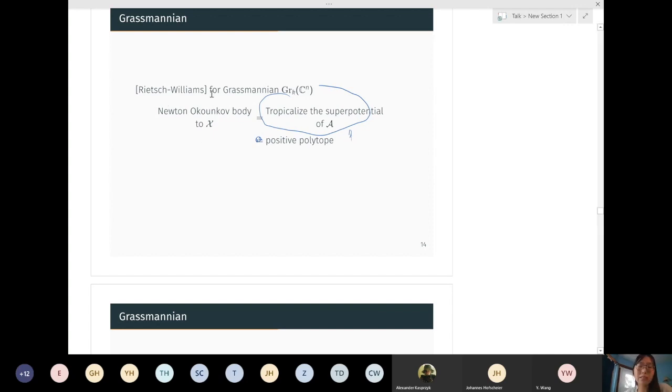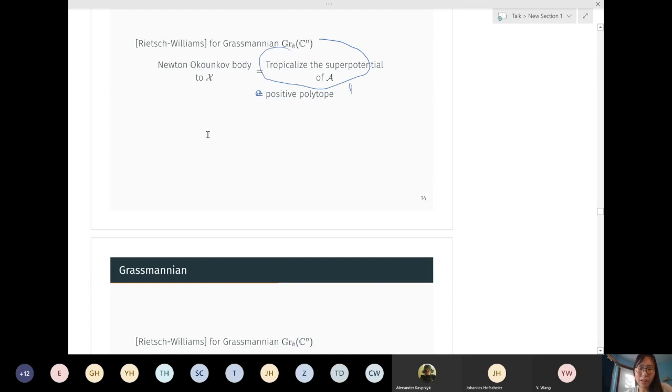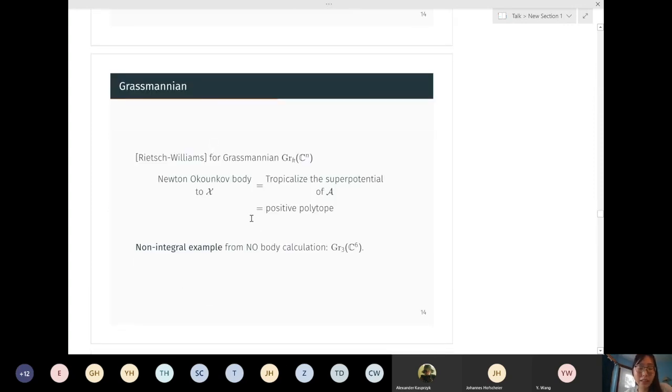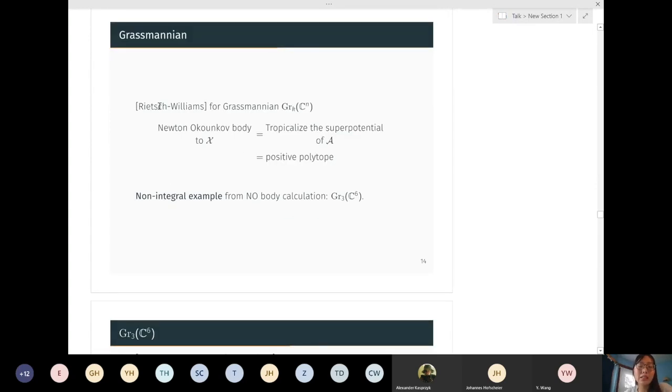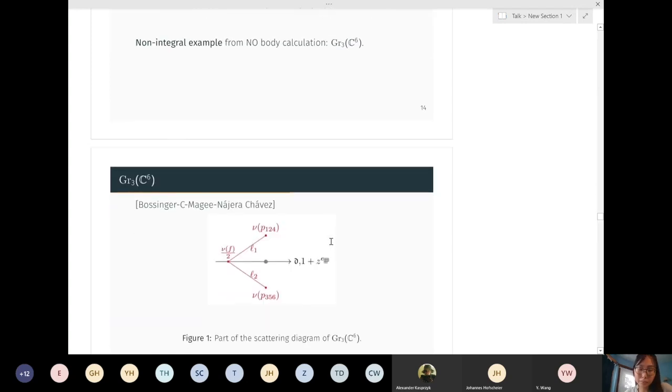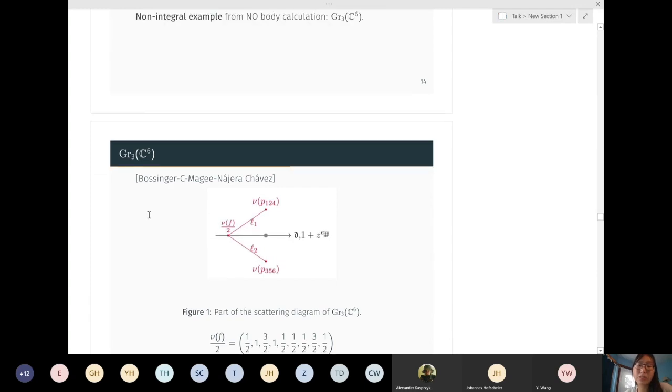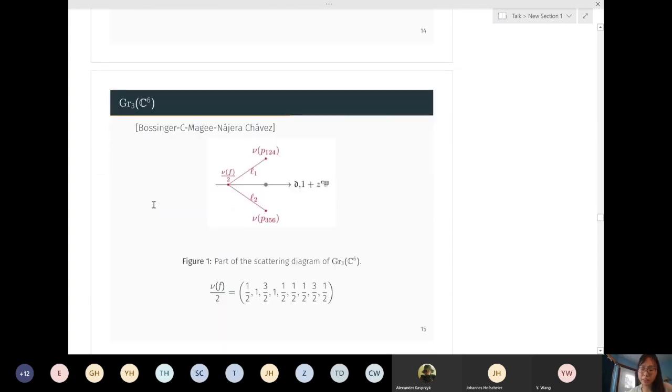And I think this Newton-Okounkov body is easy. There's a way we can compute how it looks. But it turns out that in the computation of the Newton-Okounkov body, there appeared this non-integral vertex, like for the case of GL_3,6, which is interesting to people. But with Lara Bossinger and others, we showed this non-integral point here. Here is just one slice of the scattering diagram of GL_3,6.